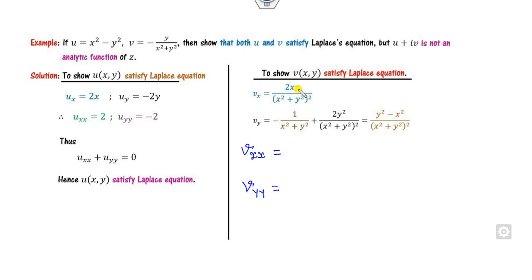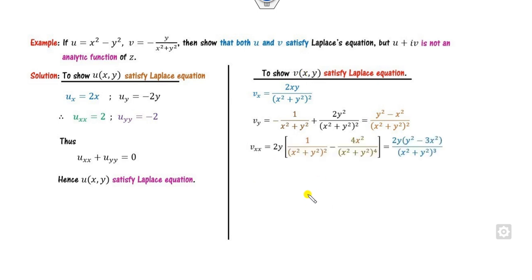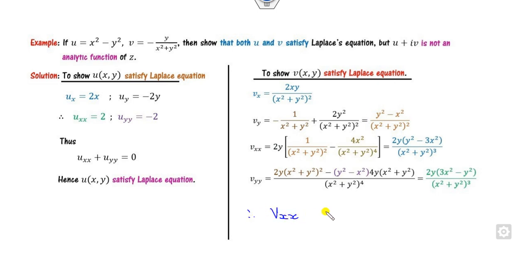So you can see, you can apply the u over v rule, which is as here, and v y is by this. So therefore vxx plus vyy, if you add them, you can see the LCM are common. So if you add them, it's a 0. So therefore v also satisfies my Laplace equation.